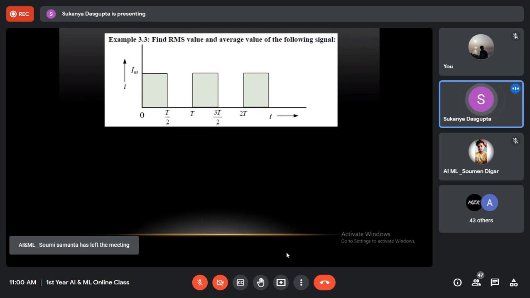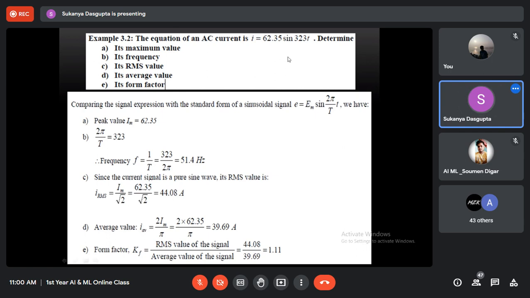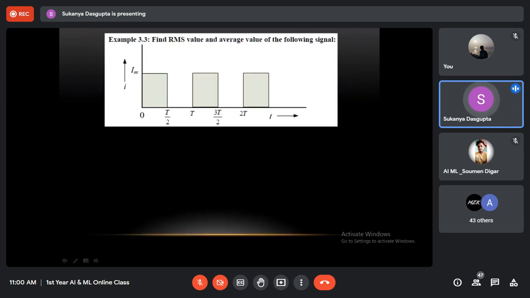See, in this problem, the signal waveform is given. The mathematical equation of that signal is not given. Previously, the mathematical equation was given in the problem and you calculated these parameters. Now the waveform is given, the signal type is given in the problem, and from the graphical representation, you can calculate the time period and the peak value only. You have to find out the RMS value and average value of this signal.